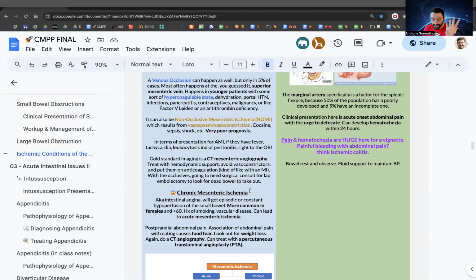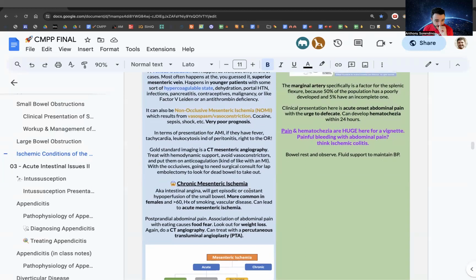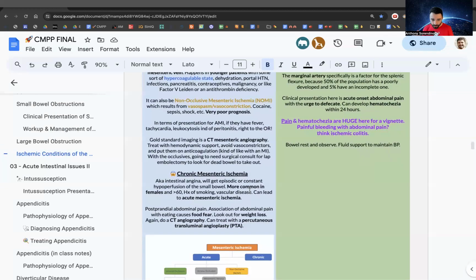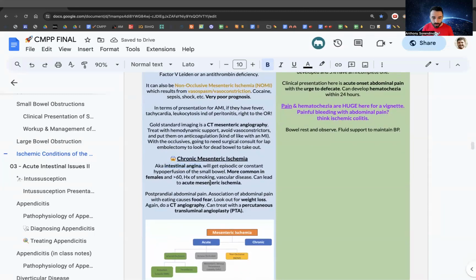So it's kind of like they're having an MI, right? And you're going to need a surgical consult for a lap embolectomy to look for dead bowel to take out. This can also be chronic mesenteric ischemia, which has a pseudonym, intestinal angina. This is going to be episodic or constant, okay, hypoperfusion.